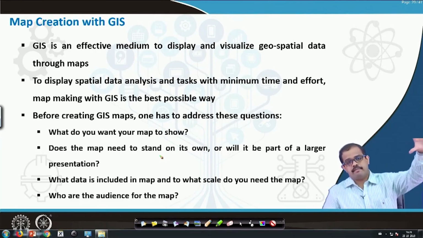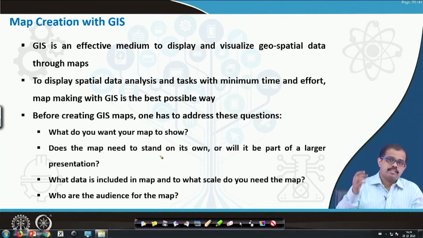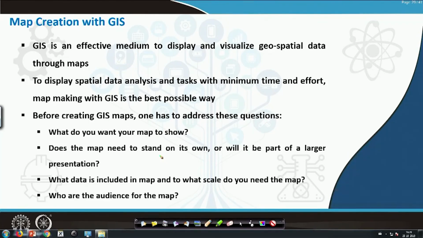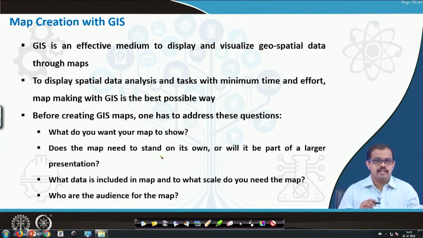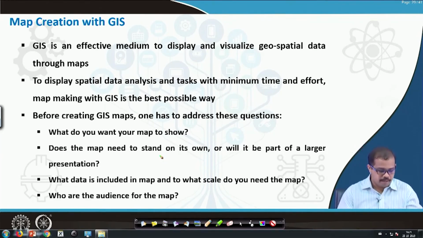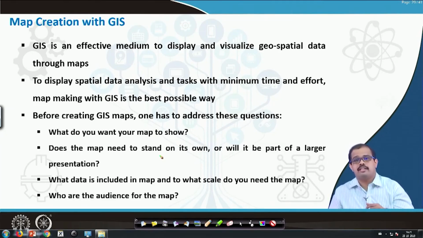As I have represented India with Hyderabad, is it a part of a map, or is it only the map that is actually represented? What data is included in the map and what is the scale that you need? Without that you will not be able to really represent a particular map. What scale, what is the representation of a particular map, and most importantly, who is the audience of your map? Not every audience will need every kind of map, but what are you actually targeting?